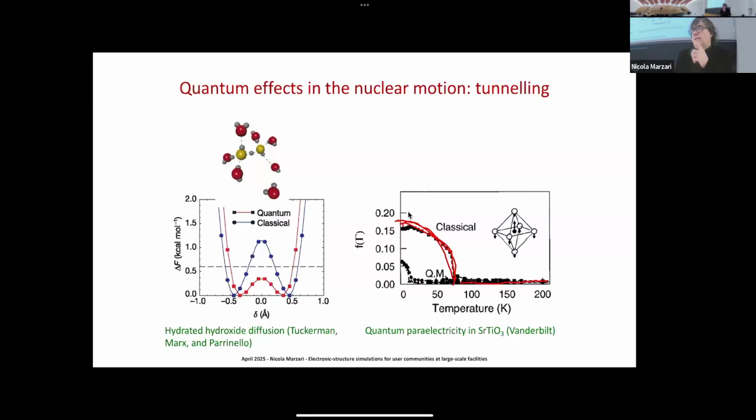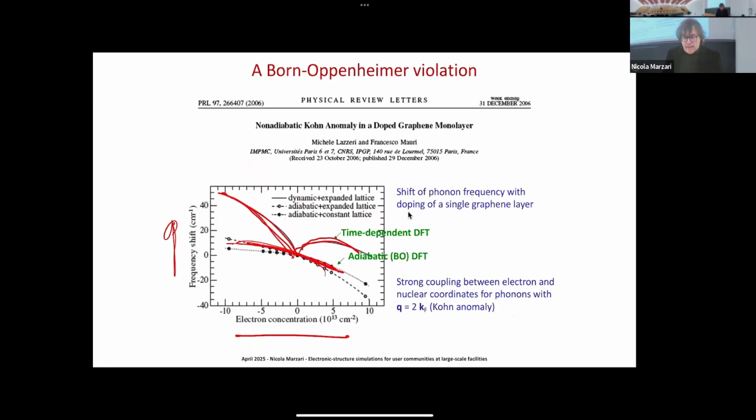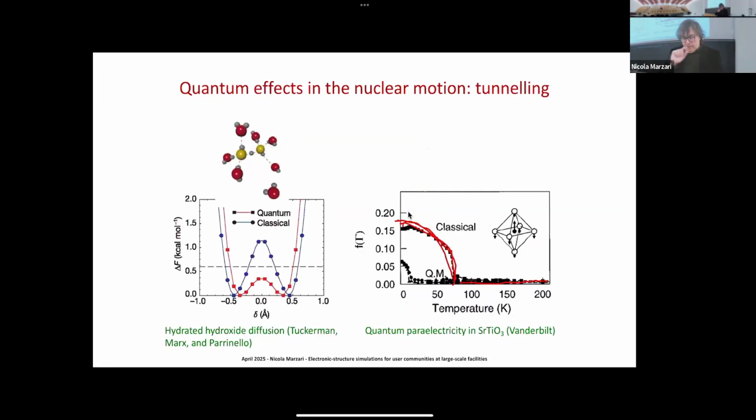And so it never locks itself in one of the 6, as it would if it were classical and the material would be ferroelectric, but it keeps tunneling. And so the material is always cubic and is what is called a quantum paraelectric. So this is an example, or a couple of examples, where the wave-like nature of the nuclei can be relevant. But at the end of the day, both this and the Born-Oppenheimer violation are somehow rare and specific.